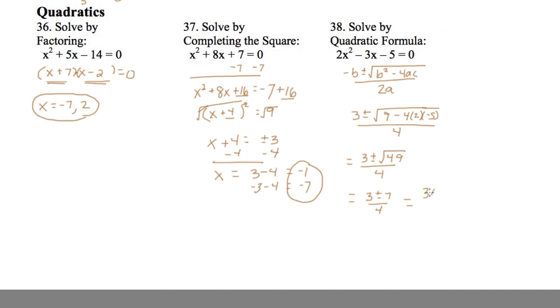So that's 3 plus 7 over 4. So 10/4, or 5/2, or 2.5. And then 3 minus 7 over 4. 3 minus 7 is negative 4 over 4, negative 1. So there's my two answers, 2.5 and negative 1.